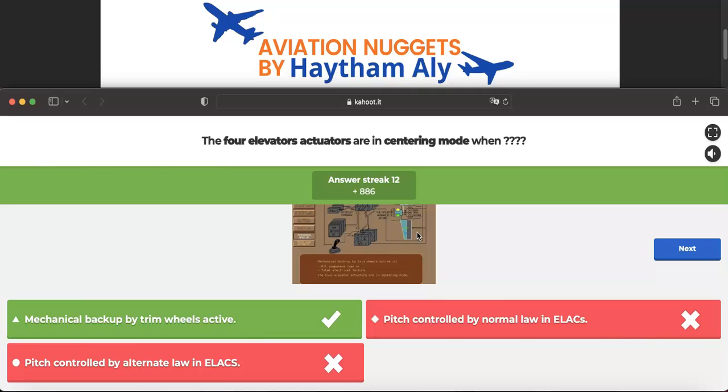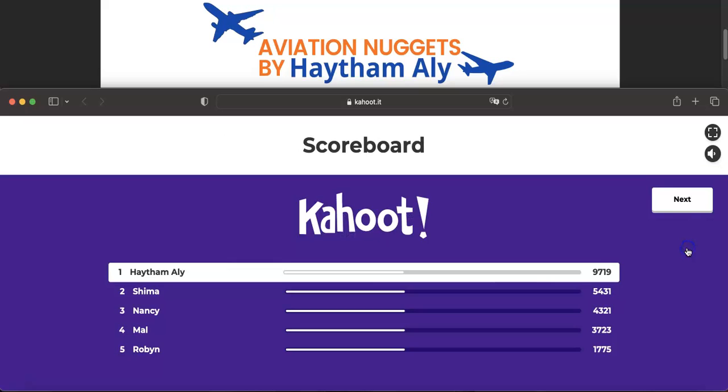What is the centering mode? The centering mode will be applied in both actuators of the elevator in case of mechanical backup, to center the elevator with the THS, because now the pitch control will be done mechanically from the trim wheels, and the THS will be mechanically controlled, not electrically controlled. Okay, everybody. Let's proceed. Next question.